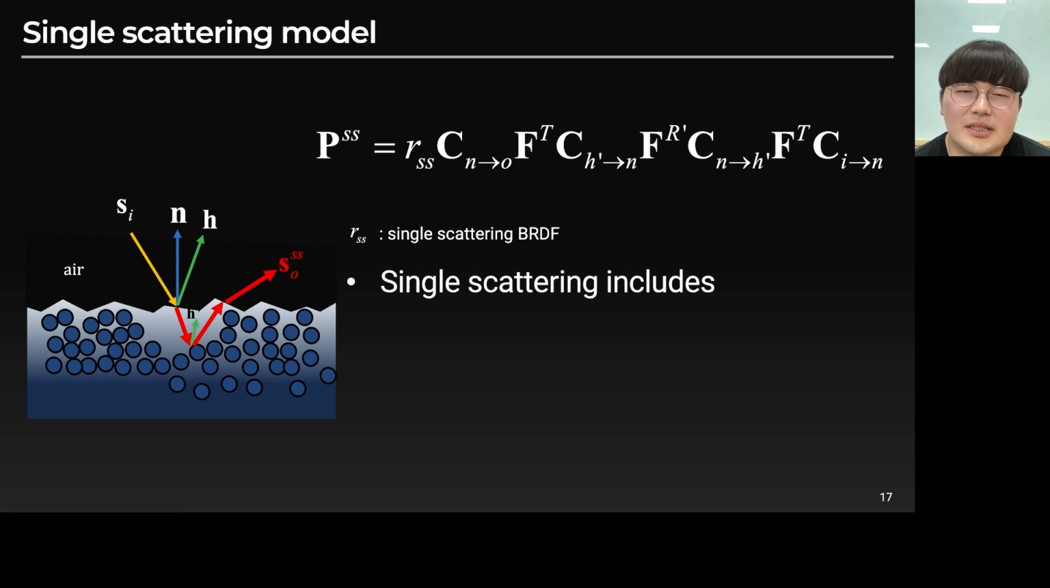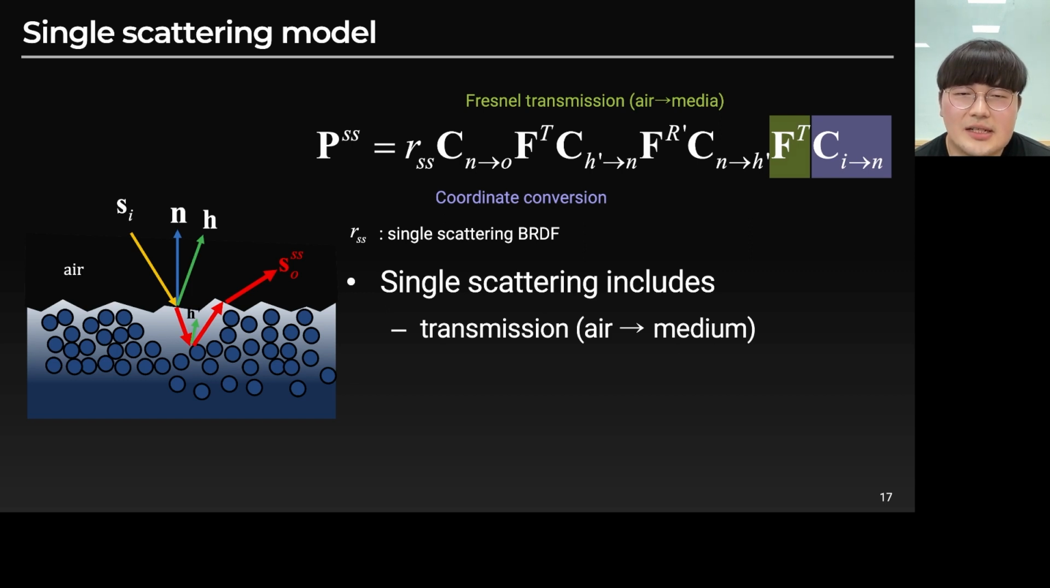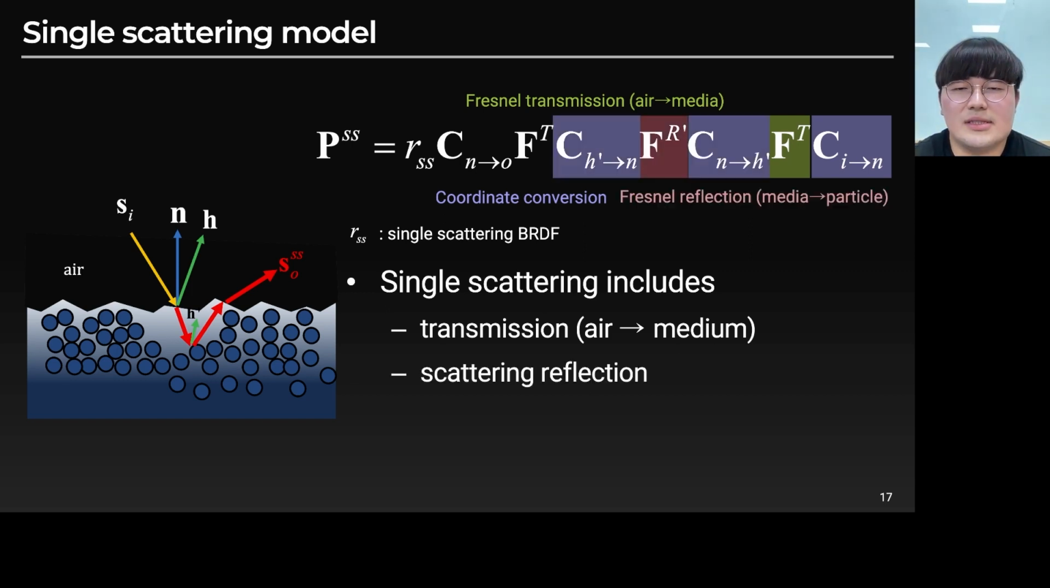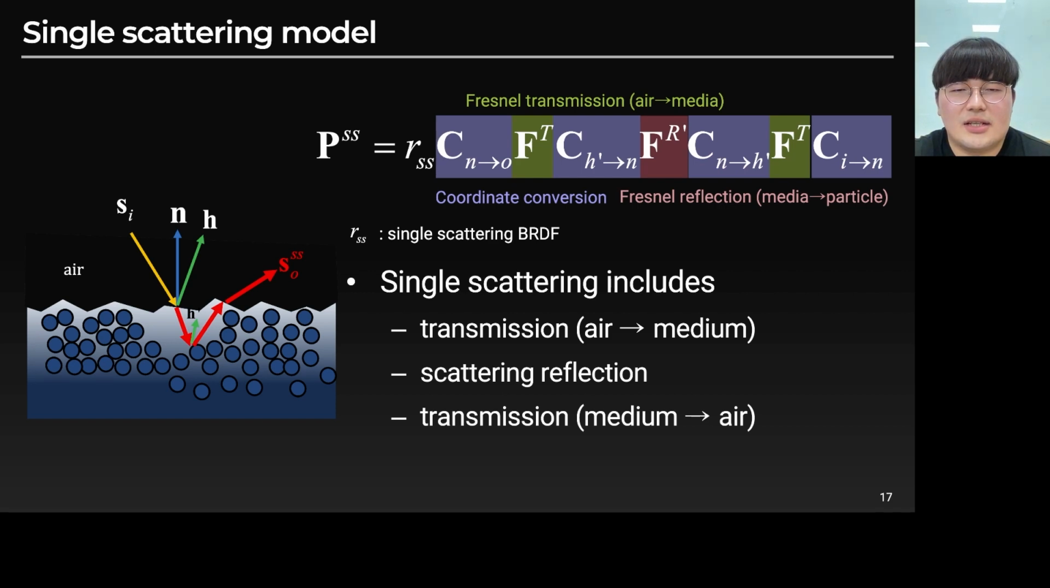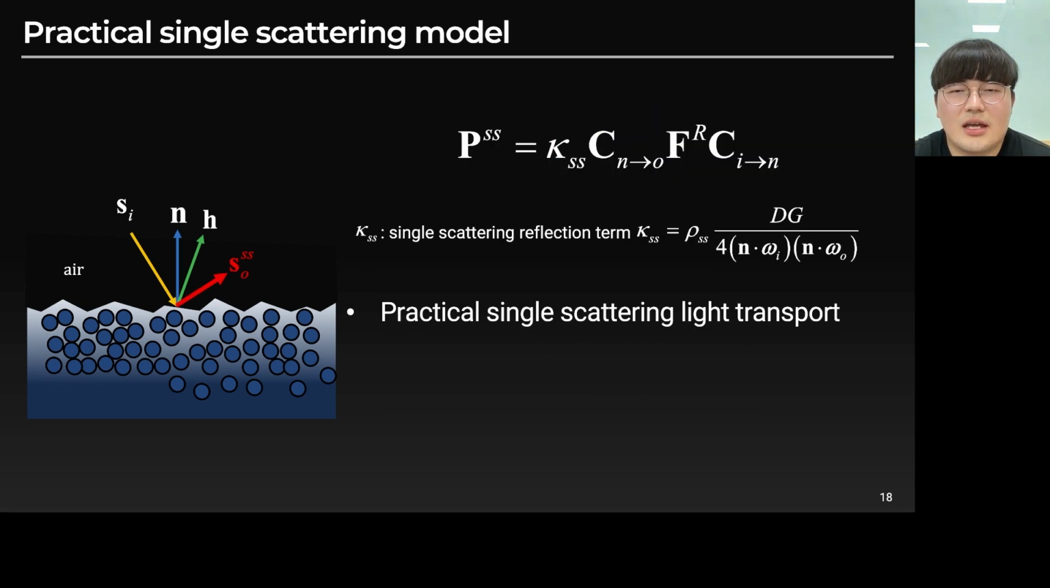Our full version PBRDF model accounts for the light transmission to the medium, shallow scattering as a single bounce, and lastly another transmission from the medium. And thus, the Fresnel effect occurs many times and it requires a highly complicated coordinate conversion, resulting in severe ill-posedness in inverse rendering. And thus, we introduced another practical solution for the single scattering, specially designed for polarimetric inverse rendering.